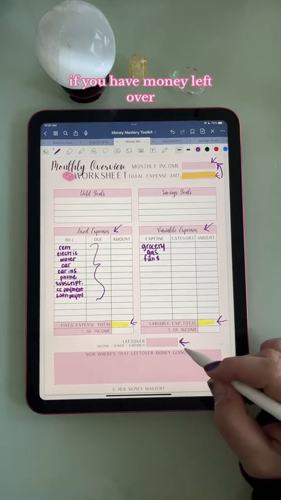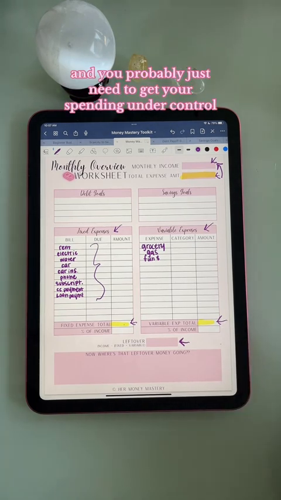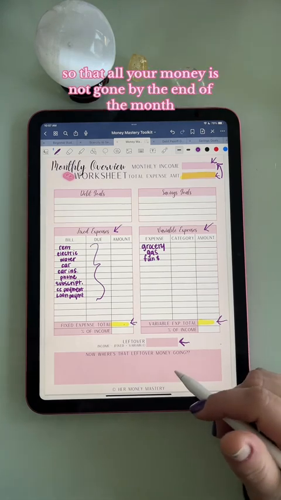If you have money left over, that means you have money left over for the month that you can allocate to different things, and you probably just need to get your spending under control so that all your money is not gone by the end of the month.